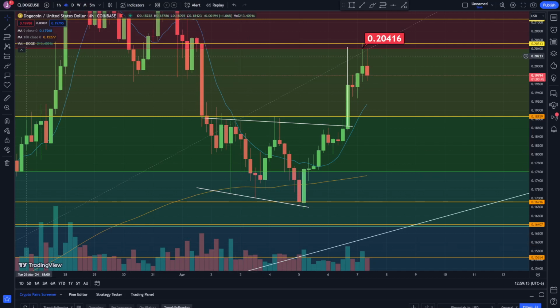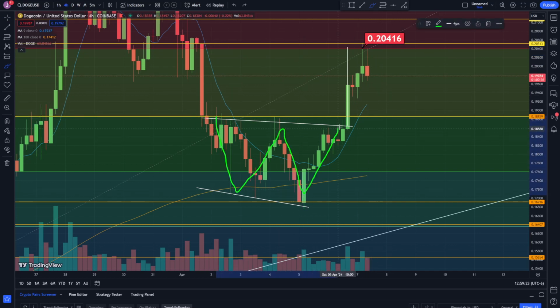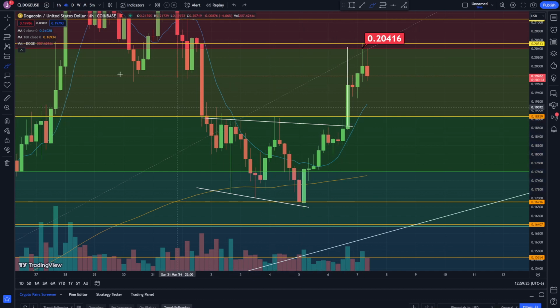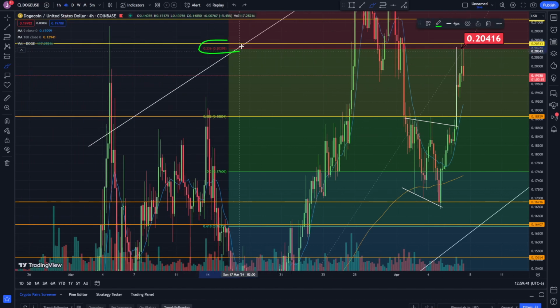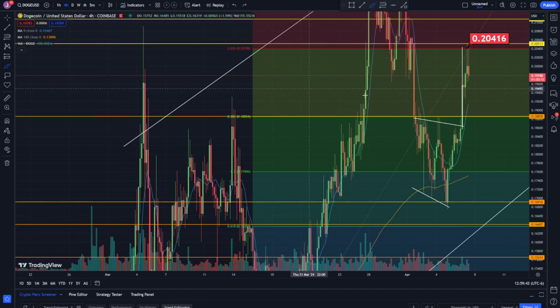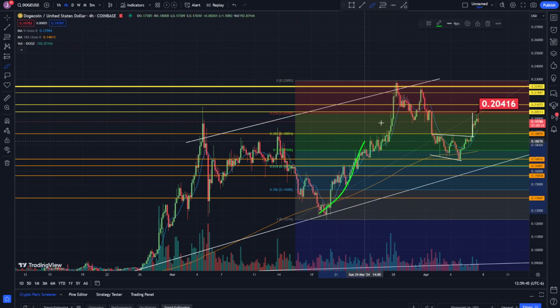Let's take a look at the chart action for Dogecoin. Okay, so we came up and hit my target at around 0.20416. I was watching this W pattern right here, and we broke out to the upside. I was saying we could drag from the bottom to the top of this pattern, and then drag that to the breakout, and that's going to give us a target of approximately 0.20416, and it actually lines up with this red line right here, which is the Fibonacci retracement level at 0.2316. We had a nice little run up.